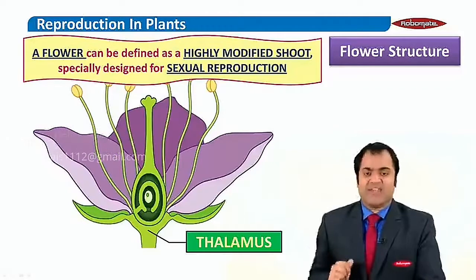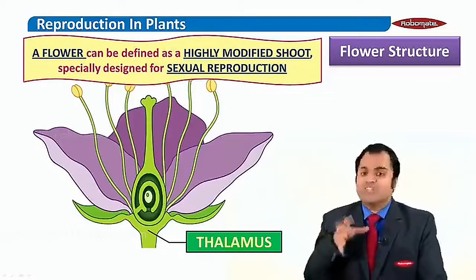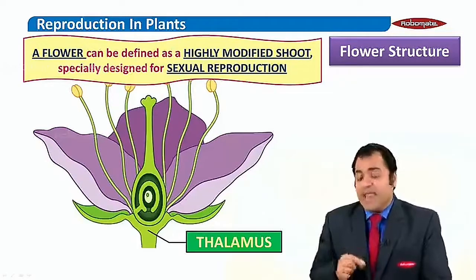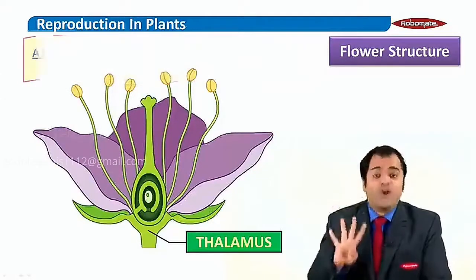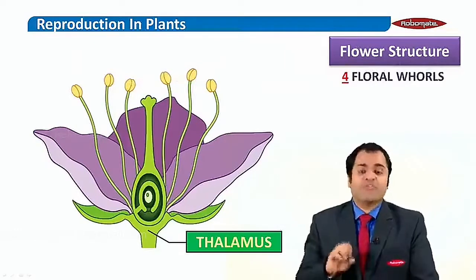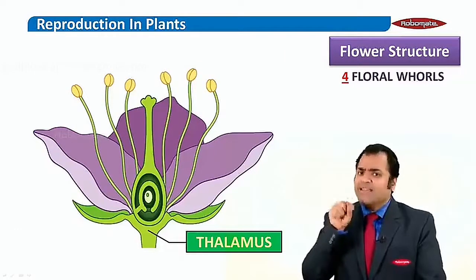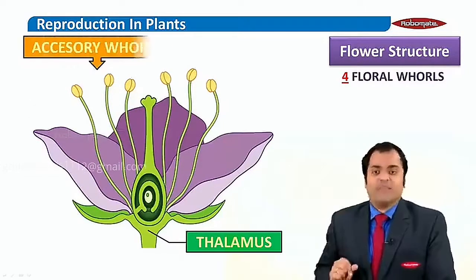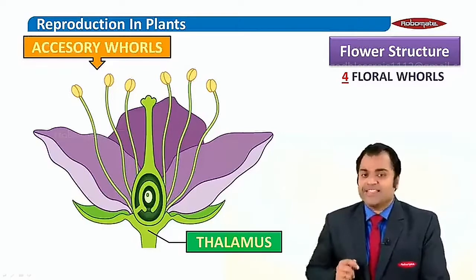You guessed it right. Now on this thalamus, right, you know that the internodes are highly reduced, which means there are going to be nodes here. Now on these nodes, you will basically see very important 4 whorls of the flower. Is it okay? So on the nodes, you will find 4 floral whorls. Can you recollect the name of these whorls? Let us try. 2 of them are called as accessory whorls. Can you name them? Let us see.